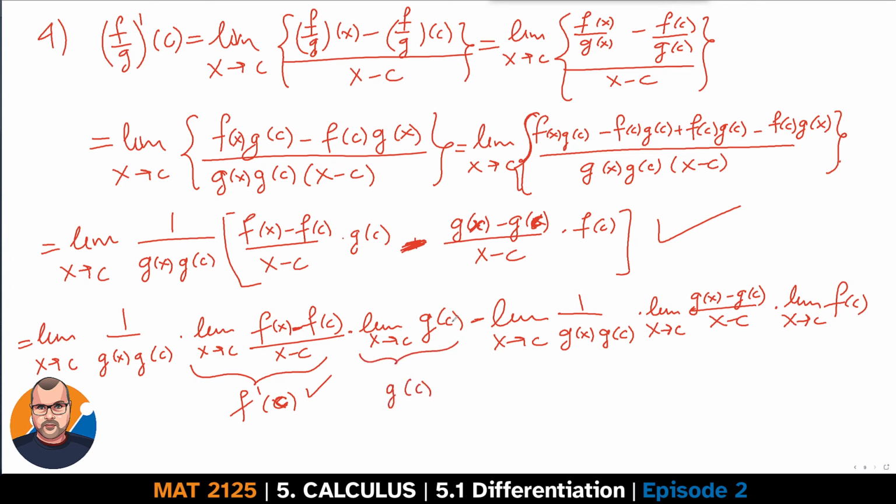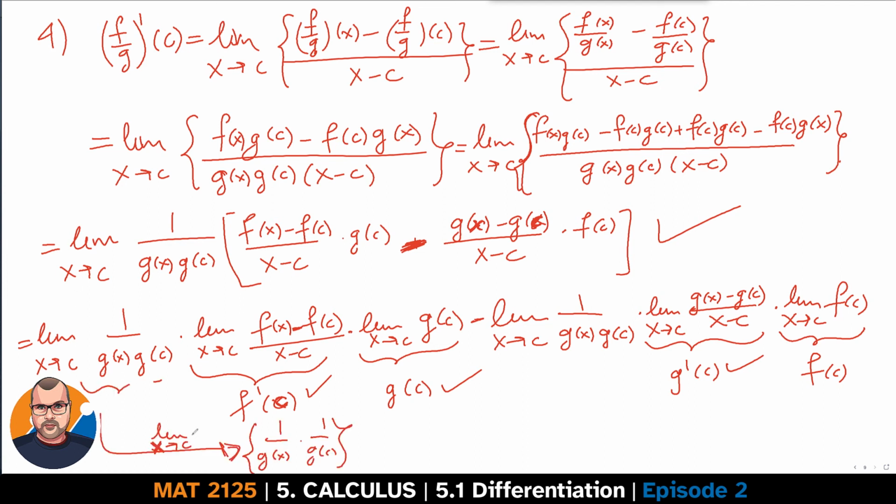This is not affected by what happens to x. This is a constant value. This one exists because g is differentiable at c. This one exists for the same reason. It's equal to f at c. And we are left with this limit right here: 1 over g at x times 1 over g at c. Let's just work on this for a little bit.